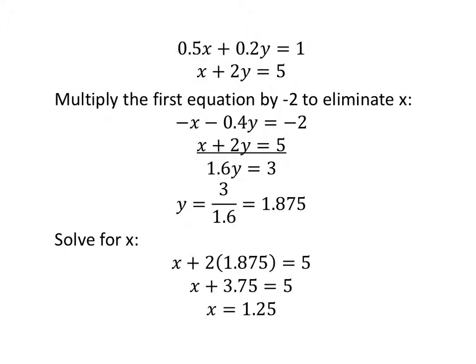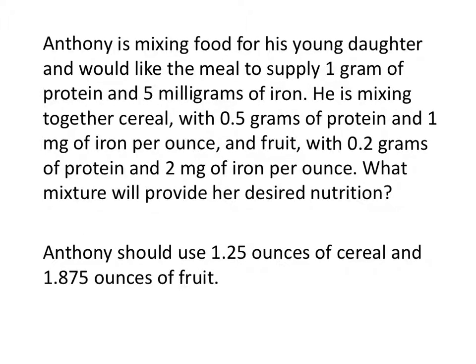It's always good to identify your variables at the beginning, right? We said x was the amount of cereal, y was the amount of fruit. So we can sum up what we found like this. Anthony should use 1.25 ounces of cereal, that's our x value, and 1.875 ounces of fruit, so his daughter can get the necessary 1 gram of protein and 5 milligrams of iron from this particular meal. Way to go, Anthony.